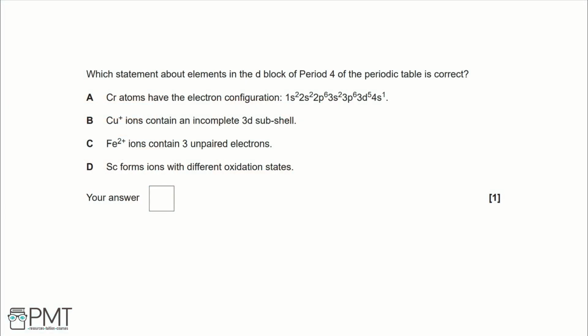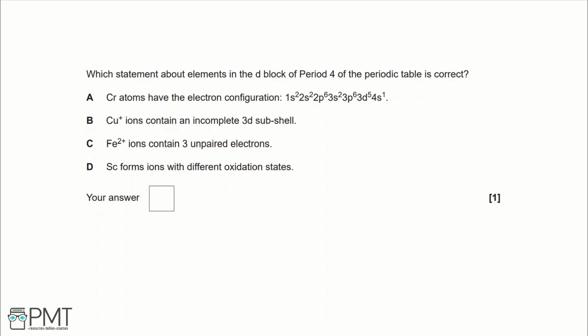Which statement about elements in the D block of period 4 of the periodic table is correct? A. Chromium atoms have the electron configuration 1s2, 2s2, 2p6, 3s2, 3p6, 3d5, 4s1. B. Copper plus ions contain an incomplete 3D subshell. C. Iron 2 plus ions contain 3 unpaired electrons. D. Scandium forms ions with different oxidation states.